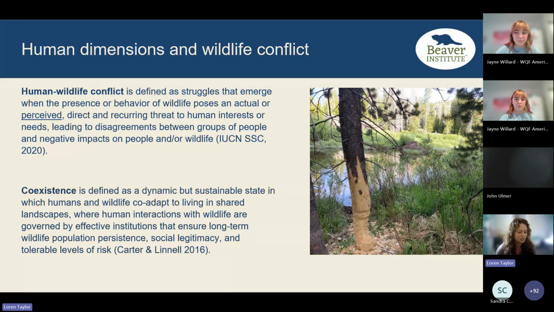Now, coexistence has a bit of a debate going on about what the actual term means, but for the context of this talk, I define coexistence as a dynamic but stable state in which humans and wildlife co-adapt to living in shared landscapes where human interactions with wildlife are governed by effective institutions that enable long-term wildlife population persistence, social legitimacy, and tolerable levels of risk.